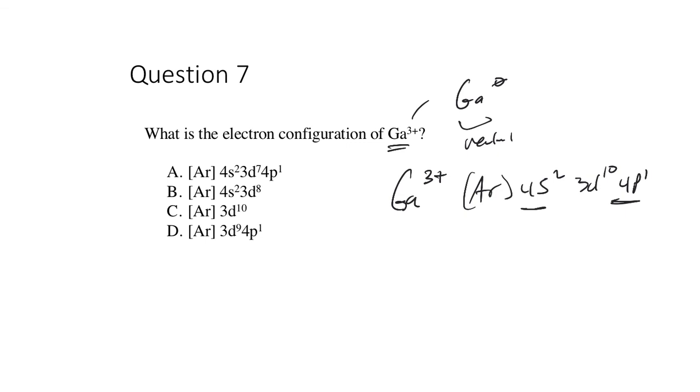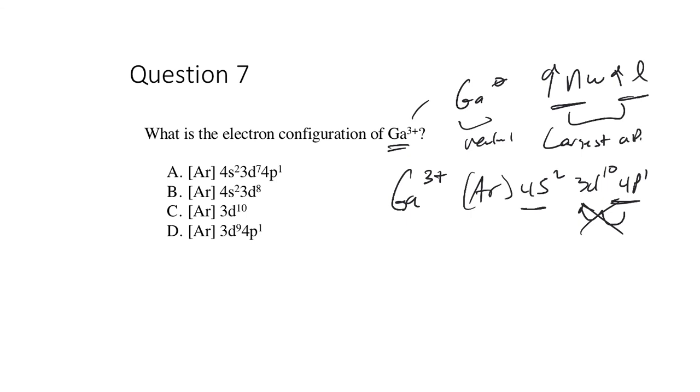And so for cation configurations, we don't lose the electrons in the order that we put them into our atoms, or the way we thought we put the electrons into our atoms. We lose them from the highest n with the highest l first. So we lose the electrons from the largest orbitals first.